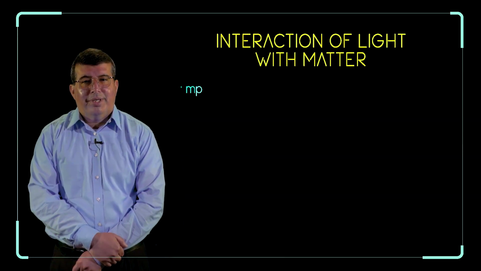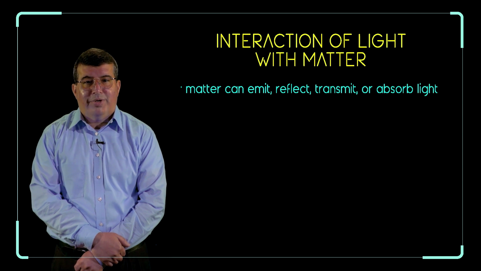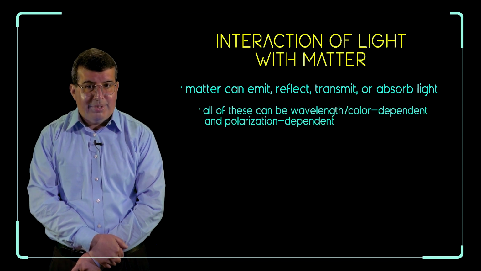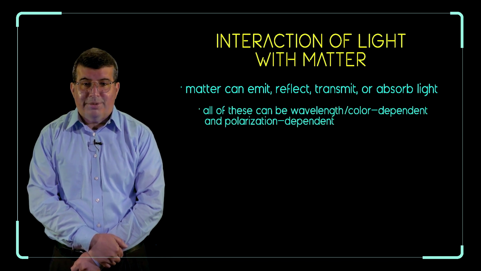This is our second lesson of Unit 6, Light, and it's going to be our first of two lessons on the interaction of light with matter. So let's get started. Matter can either emit, reflect, transmit, or absorb light, and all of these can be wavelength or color dependent and polarization dependent.